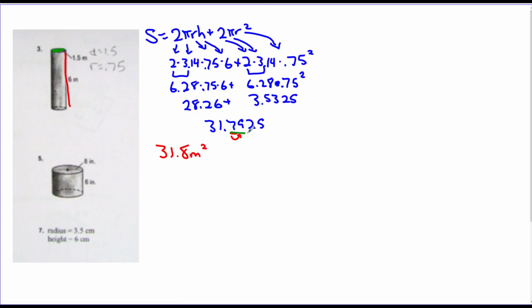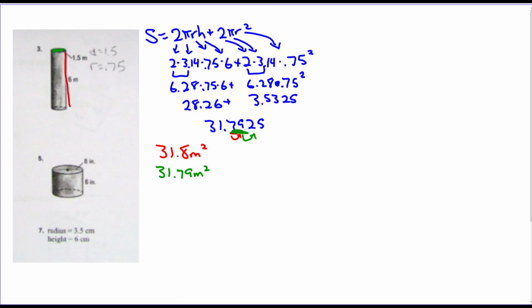If it said round to the nearest hundredth, right? So we'd look at 9 and the number next to it, and then that wouldn't round up. So if it said nearest hundredth, it would be 31.79 meters squared. So depending on what the directions say, choose your answer correctly. Okay. Let's see, number 5.